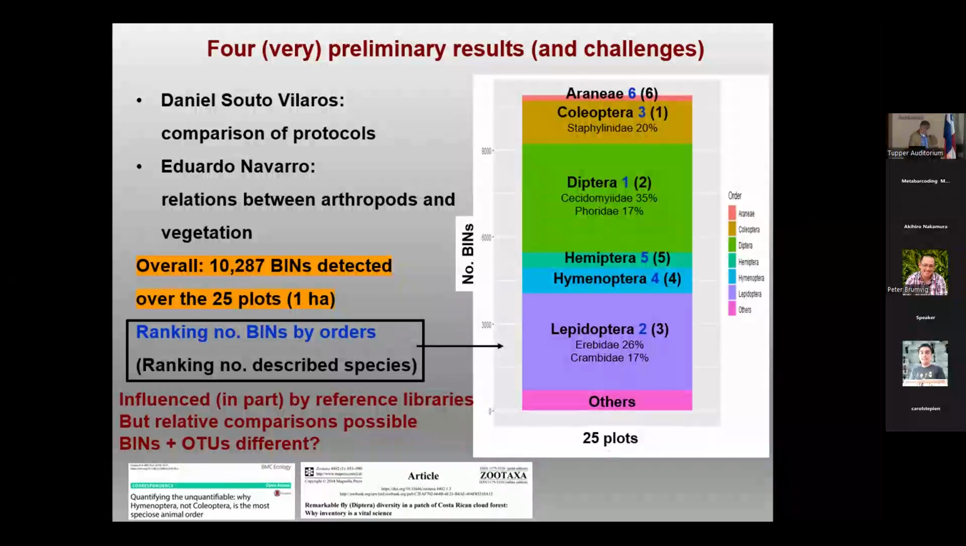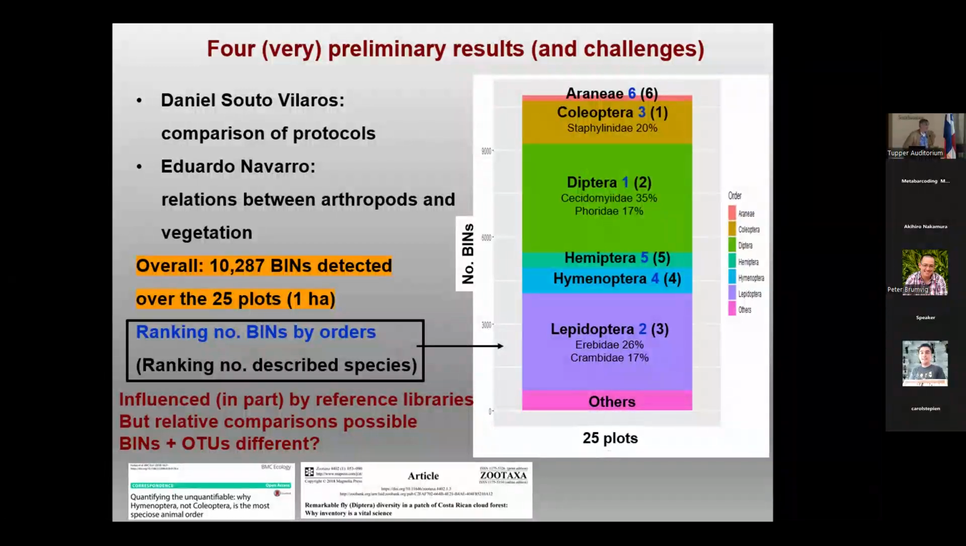Here it's interesting because you could look at the number of described species in the world, and the ranking is pretty different, with the Coleoptera normally having the most described species as an order, then the Diptera, then the Lepidoptera, and only in fourth place the wasps and the bees.